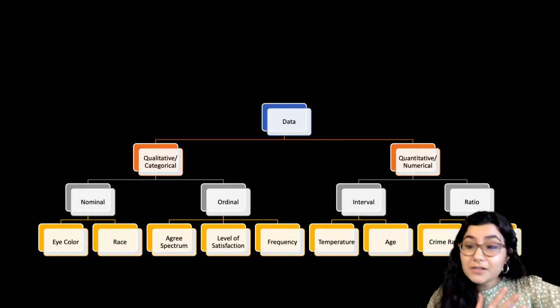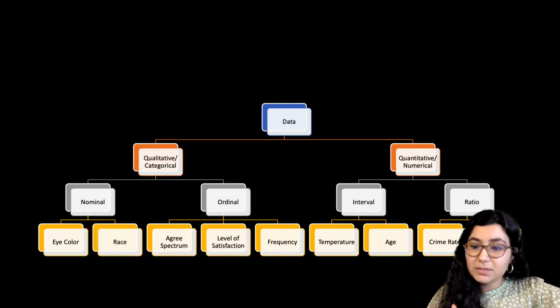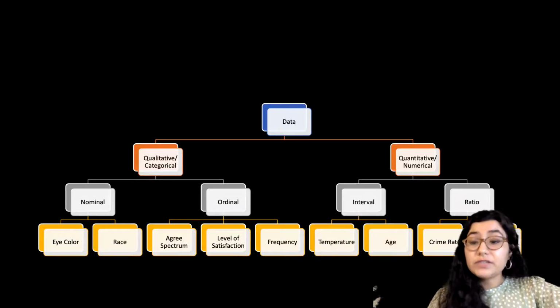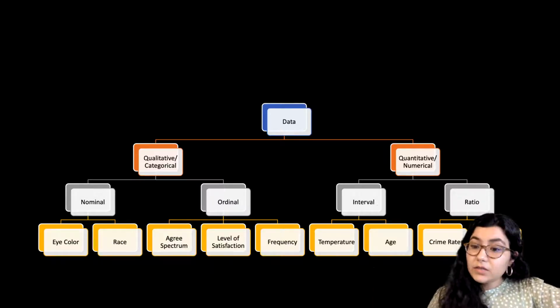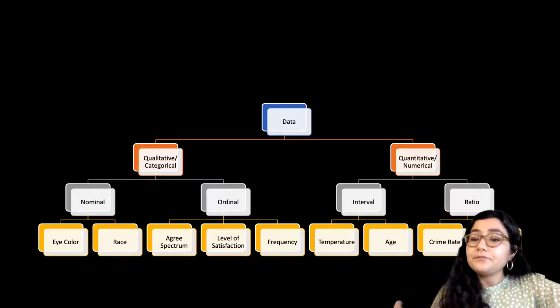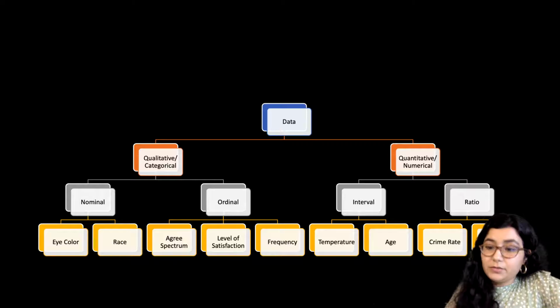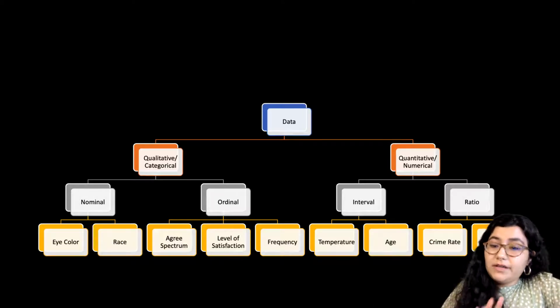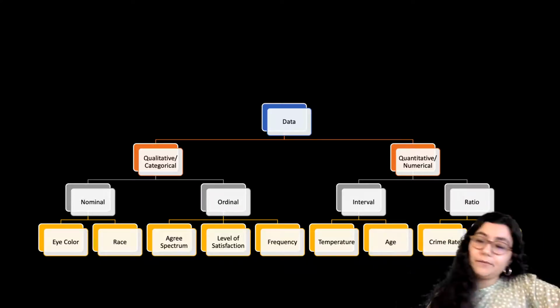And that goes for other Likert scale type variables like level of satisfaction and agreement spectrum. Also frequency. If we're counting the instances in which something occurs, that also counts as frequency and is ordinal because there's an inherent hierarchy or logic to it. And so the quantitative numerical variables, which are more reliable and more valid, are interval and ratio. We have gone through some examples of that. Temperature and age are good examples of interval and ratio. We have crime rate and income.